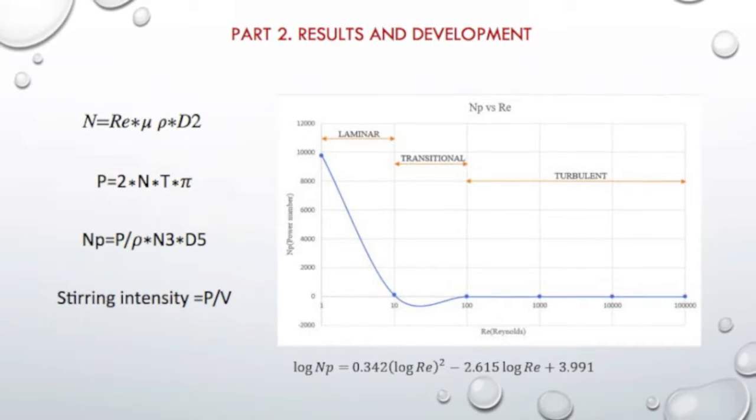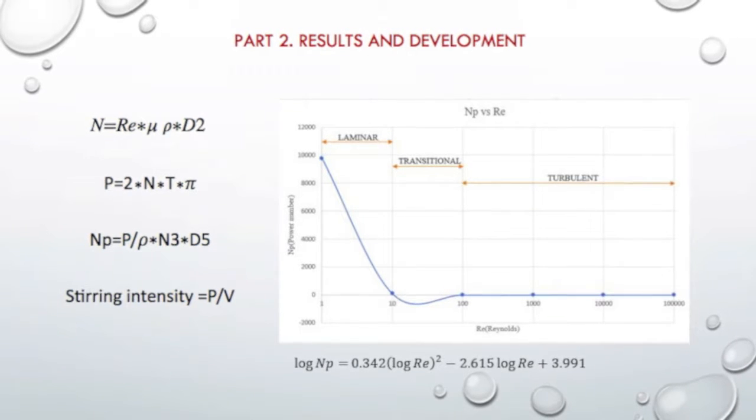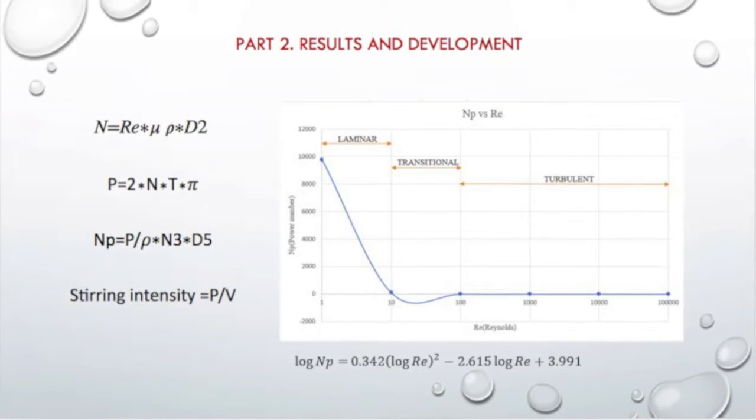The graph represents the power number in terms of Reynolds, and the equation beneath represents the blender behavior. Making a comparison with the literature, the results are very similar.